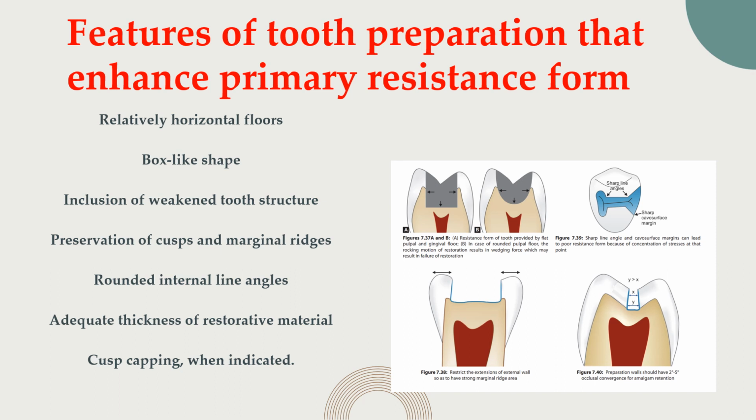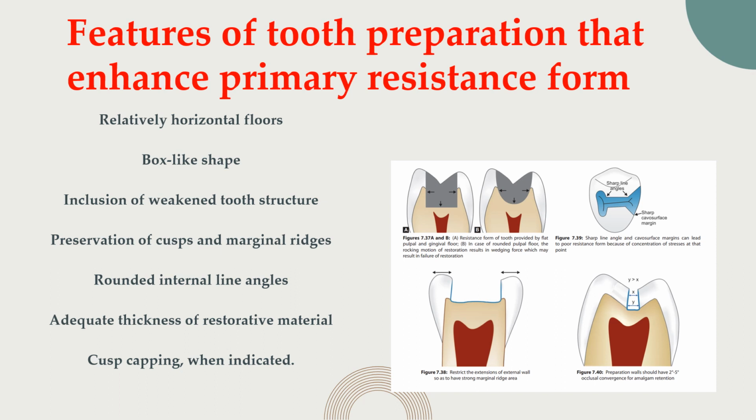And when we include all the weakened tooth structures, it helps to strengthen the tooth as the weakened structures are removed. And when we preserve the cusps and the marginal ridges, they are considered as the stress bearing areas. So when we preserve them, it will obviously lead to the long life of the restoration as well as the tooth. And we have to go for rounded internal line angles. This will help to prevent stress concentration. And when we provide adequate thickness of the restorative material, this will help to enhance the load bearing capacity of the restorative material, which will in turn improve the longevity of the restoration.